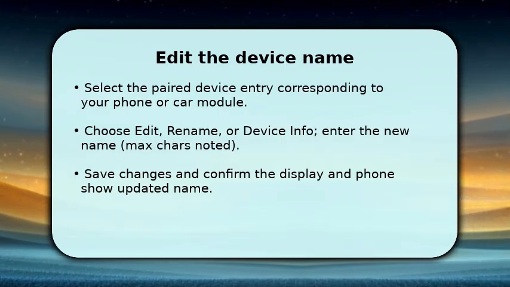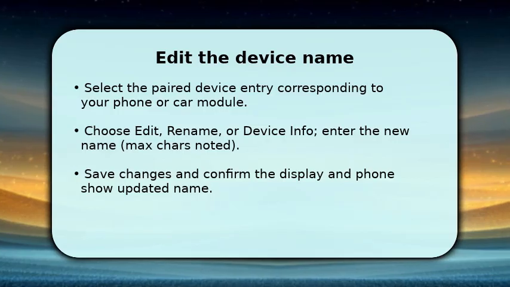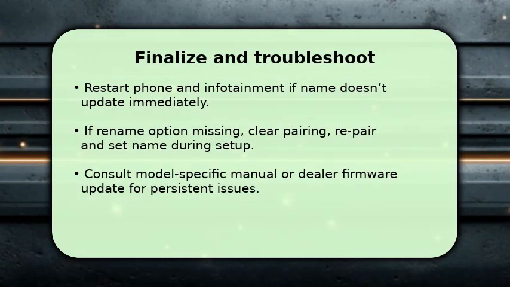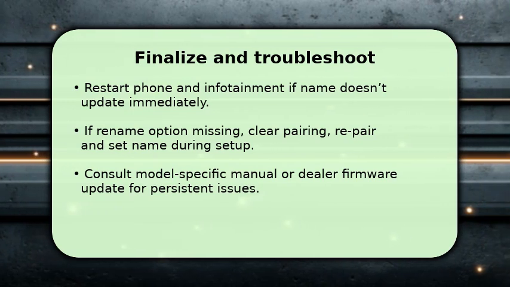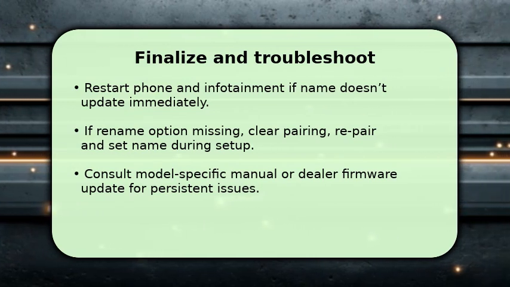Once done, check both the head unit and your phone's Bluetooth list for the updated label. Finish by verifying functionality. Connect and test audio, calls, or navigation prompts so the new name is used system-wide.